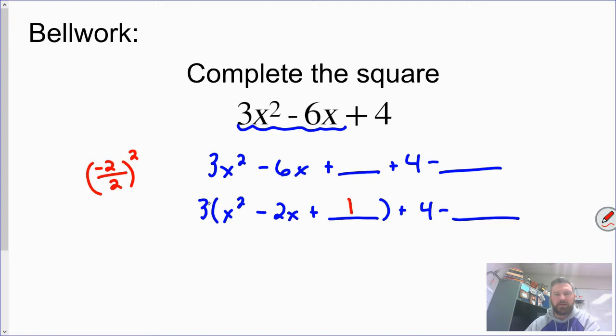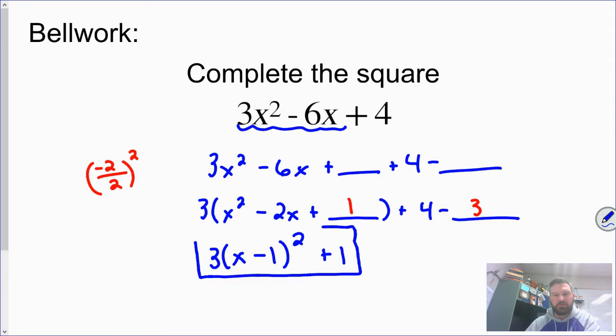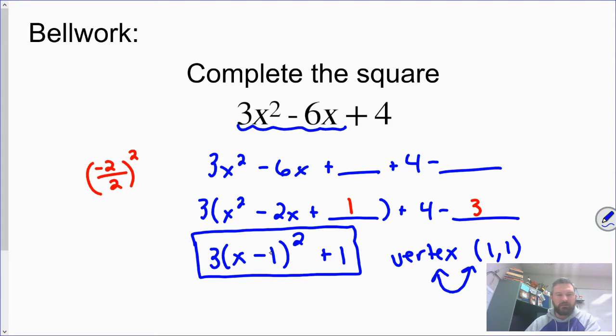But remember, I have this 3 out here, so we're multiplying by a 3 over here. Then we're going to continue and factor this. So 3 times x minus 1 squared, and then plus 1, because 4 minus 3. This is your completed square. This is your vertex form. So the vertex of this thing is at 1, 1. The leading term is positive, so it's going to open up. Okay, we can also say that it moved right. It got vertically stretched by 3, and it went up 1.